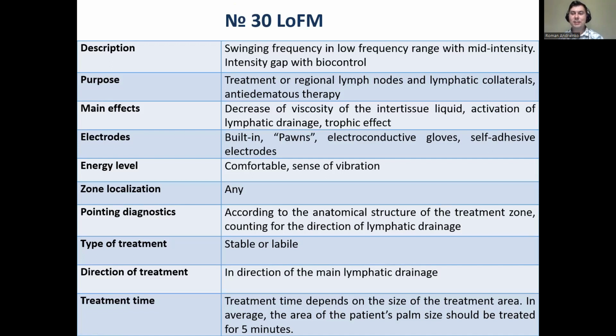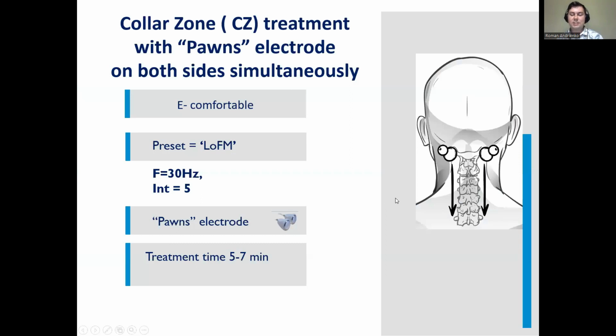Because low FM, in my personal experience, provides a great anti-pain effect when you put the Pons on the lower part of the spine, on the paravertebrals. Works fantastic. I recommend it. But also, yes, the lymphatic nodes are the target for this preset. So, for example, we can use it for treating the collar zone with the Pons. So we use the low FM, frequency 30, intensity 5 for 5 to 7 minutes with comfortable treatment energy.